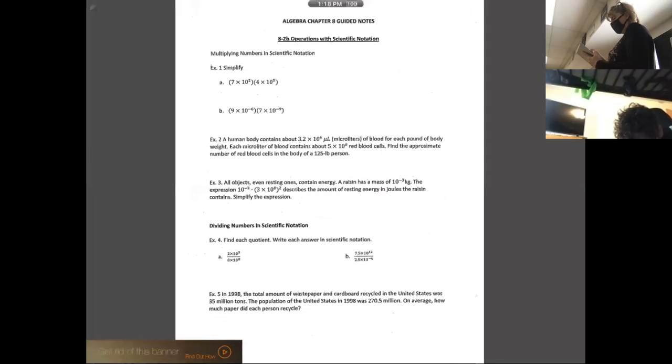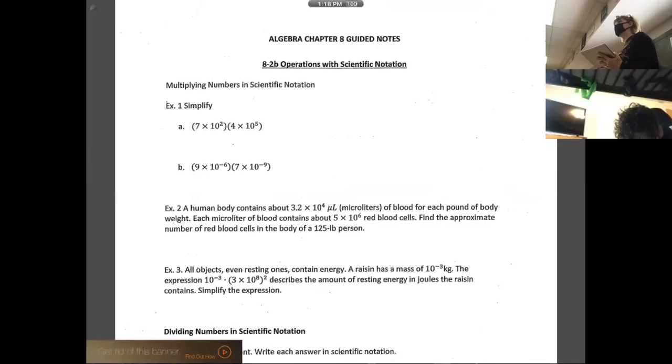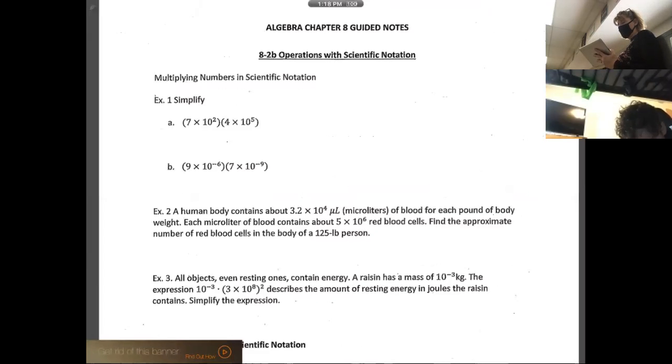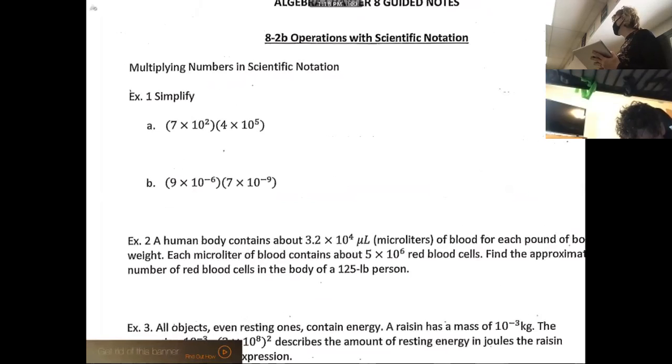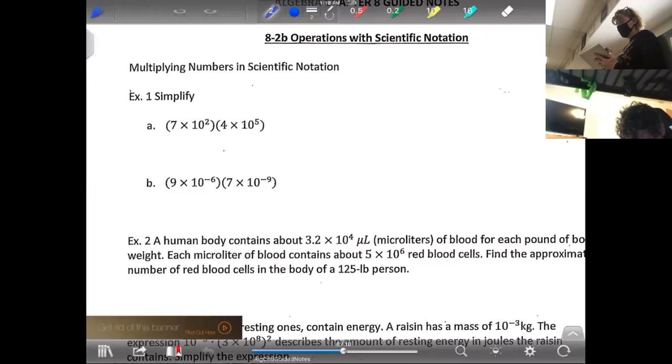All right, so you guys, are you good with that basic understanding of scientific notation? Awesome, because now we're going to do operations with scientific notation. So the first thing we're going to do is we're going to multiply. We're going to multiply two numbers that are in scientific notation. So we have 7 times 10 to the second times 4 times 10 to the fifth.